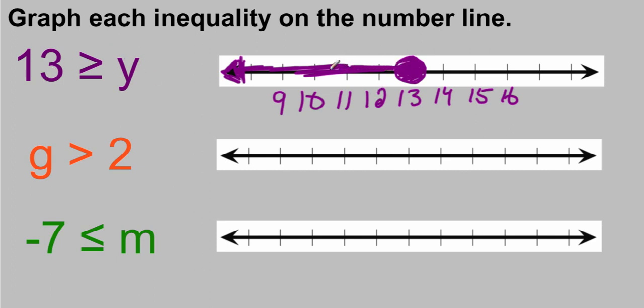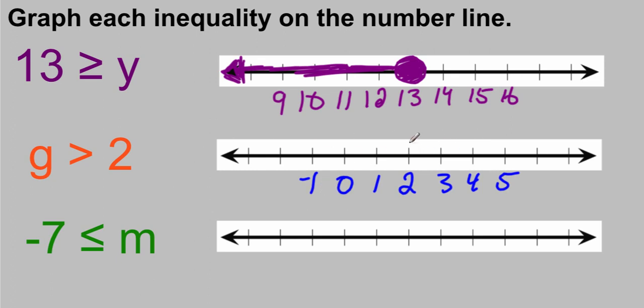So that's why we shaded in all the numbers to the left. Next one, g is greater than 2. So we start with our number 2 in the middle, and we count up at least 3 numbers. We count down at least 3 numbers. And yes, sometimes you're going to go into the negatives.